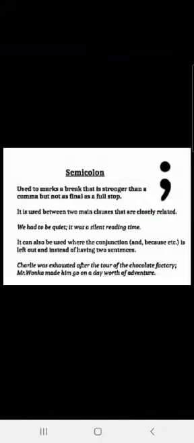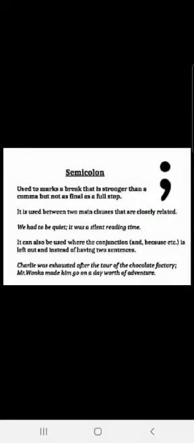Let us see this example. We had to be quiet; it was a silent reading time. Both these sentences are related to each other and they are joined with this semicolon. It can also be used where the conjunction is left out, instead of having two sentences. That means where you can use a conjunction, instead of using conjunction, you can use semicolon there.